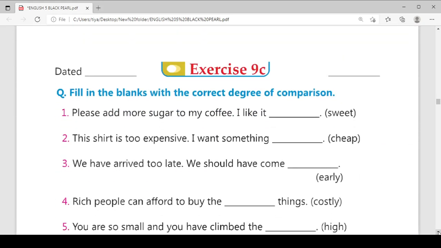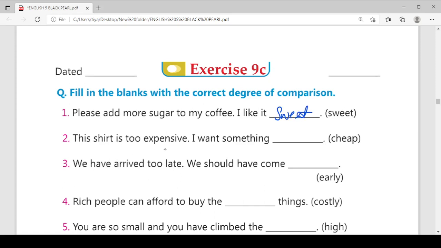Now we have another exercise, 9C. Fill in the blanks with the correct degree of comparison. Like, please add more sugar to my coffee. I like it sweet, more sweet, or most sweet; sweet, sweeter, sweetest. I like sweetest. I just use, I like sweet. Okay, I like it sweet.